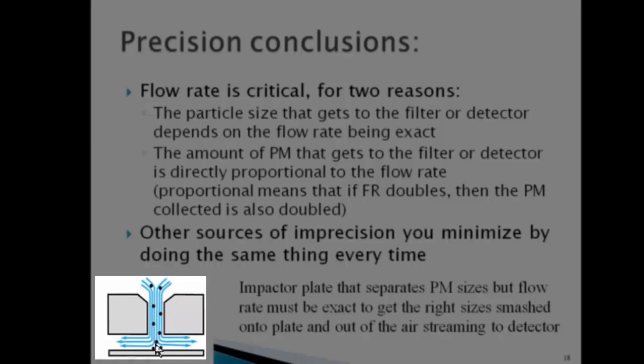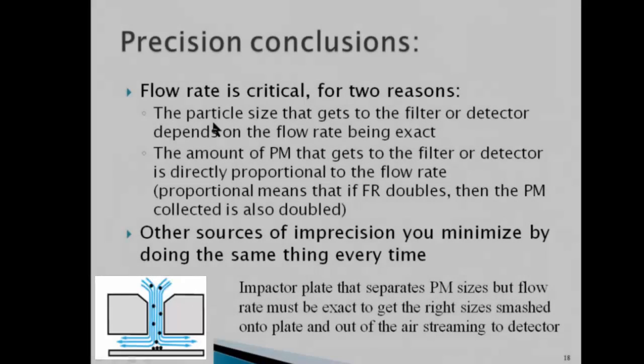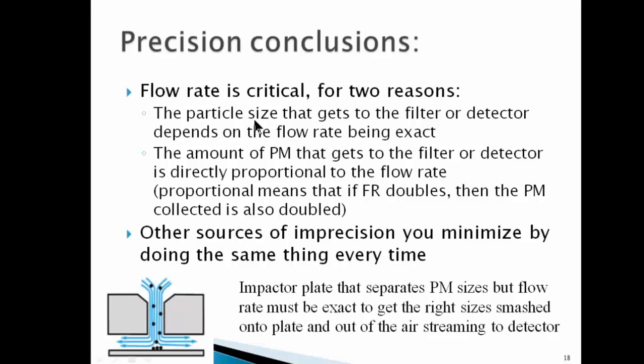The heavier stuff, like stuff that's bigger than PM10 in this case, continues on because it's heavy, so it can't make this turn. So PM10 and smaller go because they're light and go with the air. But the heavier stuff bangs onto this impactor plate and doesn't make it through to the detector. Obviously the flow is really important to make sure that cutoff of size, the particles that get stuck on the plate and don't make it into the detector or onto the filter, depends on the flow rate. So the particle size is affected by the flow rate.